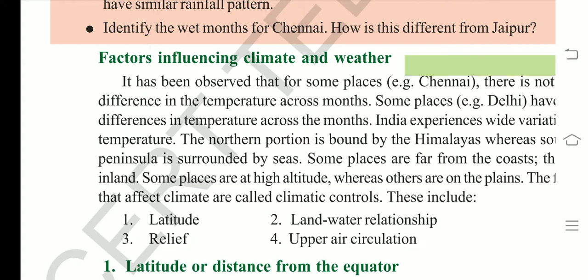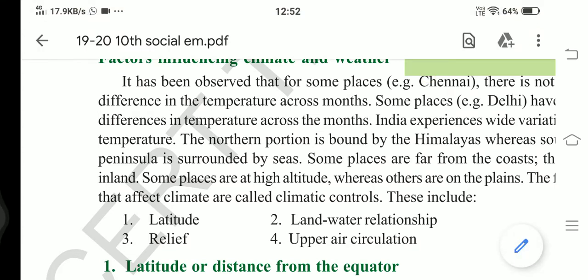In place of climate, they ask weather, right? So factors for climate and weather are similar. Understand? For weather and climate, the factors are the same. There is no difference between them. Okay. Next, we will see the seasons.